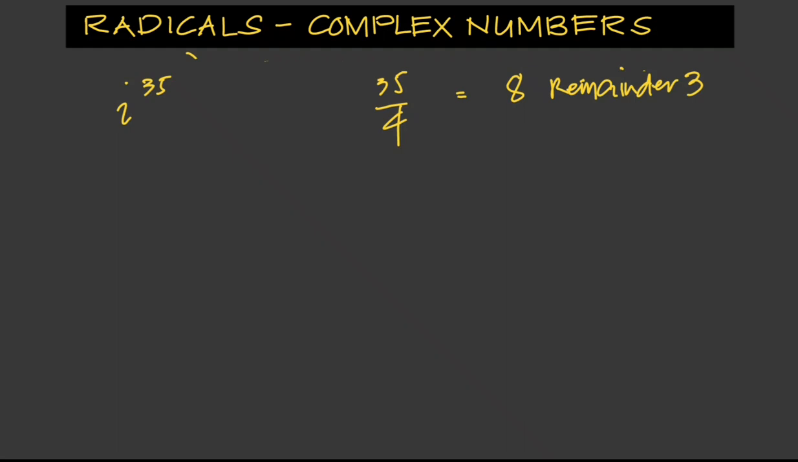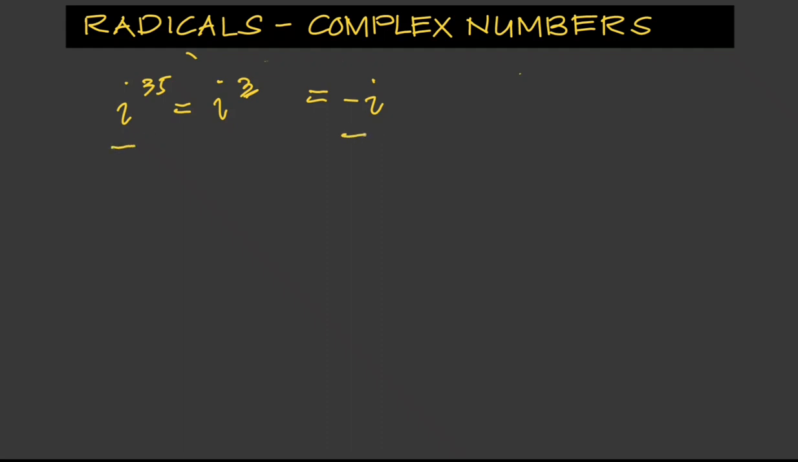So we can use the remainder as an exponent for our i here. i to the power of 35 can be simplified to i cubed. We just use the remainder as the final exponent of our imaginary number. So i cubed is just simply equal to negative i. So i to the 35th is just equal to negative i.